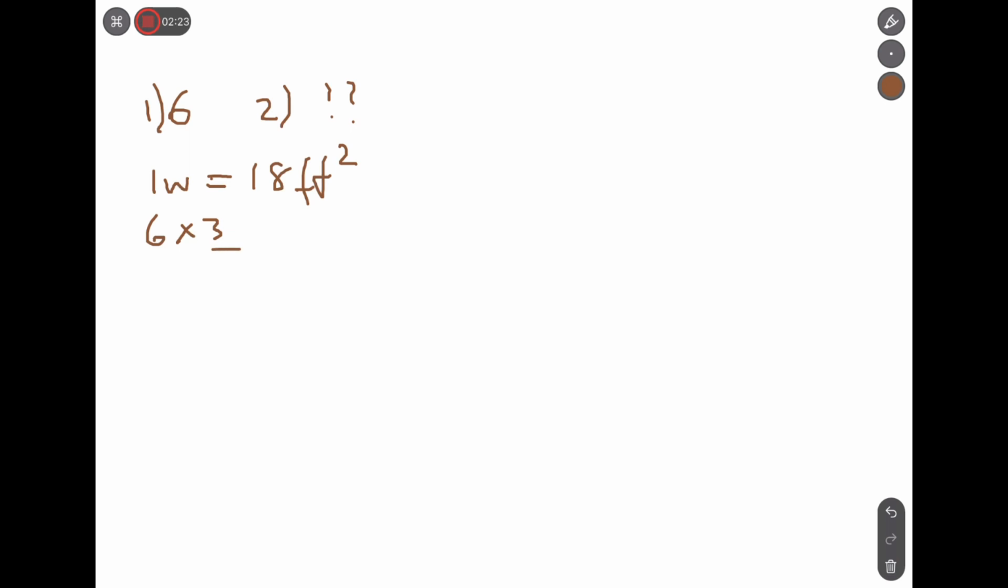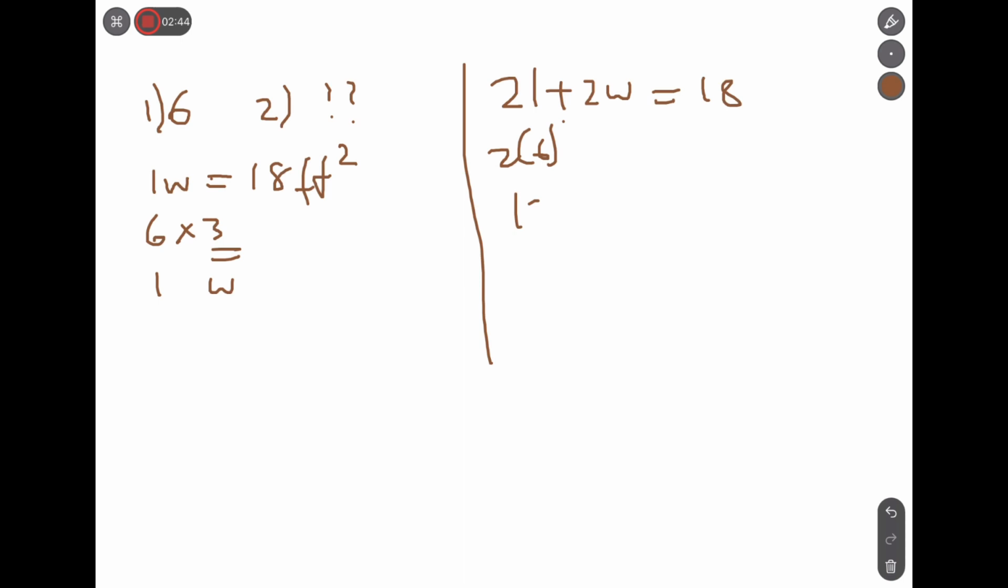Now let's see if these two, L and W, hold true when we consider the perimeter. The perimeter is 2L plus 2W, and that has to equal 18. So let's see if that's the case. 2 times 6 is 12, and then 2 times 3 is 6. So yes, 12 plus 6 is 18. So in this instance, we guessed correctly. We started correctly, and we now find the answer is 6. That probably took us about a minute or so.